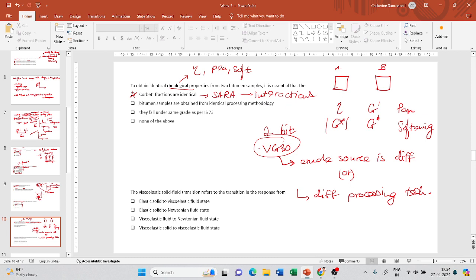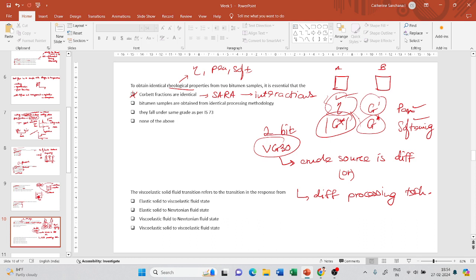Okay, let us say two bitumen have been identified as VG30 as per IS 73, as per all the measures, say viscosity, penetration, softening point, ductility. By using the table, you have identified two bitumen as VG30 bitumen. But if their crude source is different, or if the processing technique is different, then their rheological properties need not be the same.